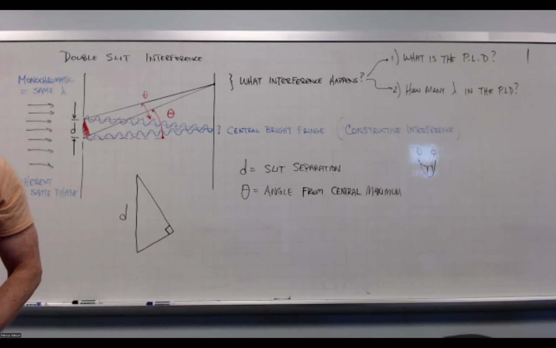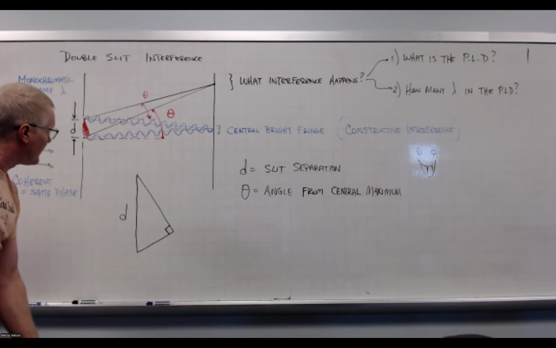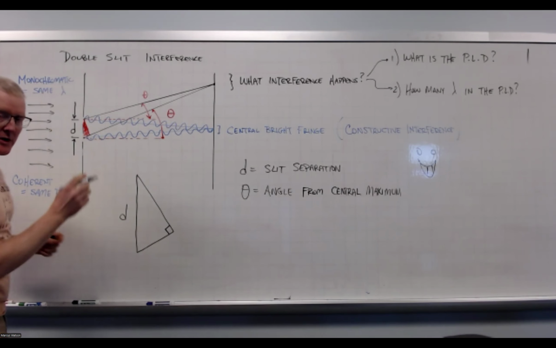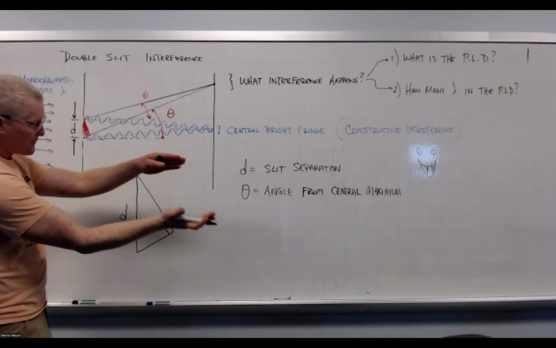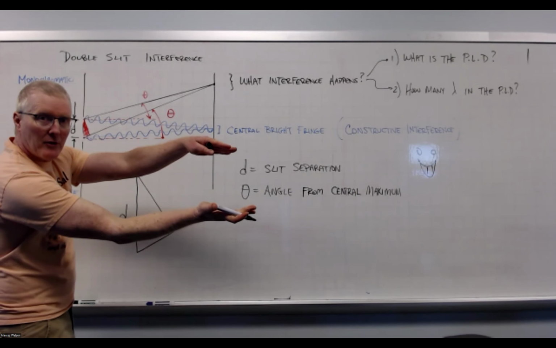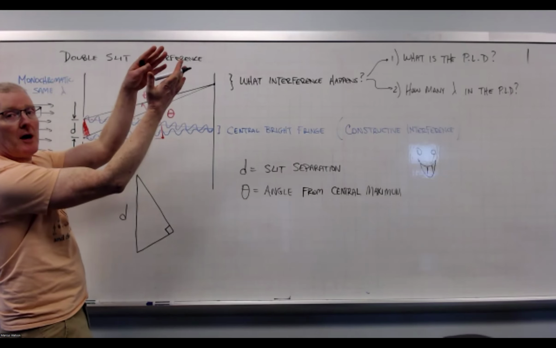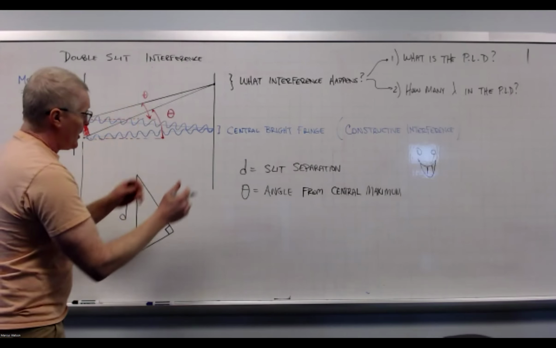Now, hopefully that's making sense. But so this triangle is this triangle, that's a 90-degree angle. And if you look at the geometry of the situation, the waves that came out parallel and went straight to the central maximum were at 0 degrees, and we went up by some angle theta.